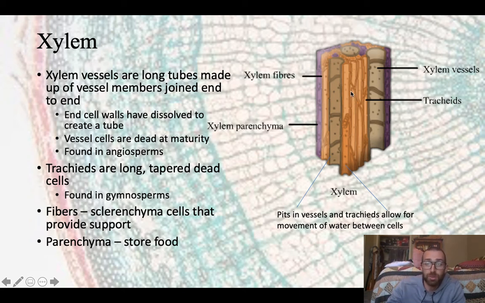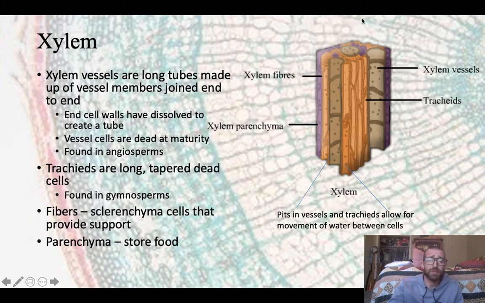There are also tracheids present. Tracheids act very similarly to our xylem vessels, the main difference being that these cell walls don't dissolve. So the water has to travel through these cell walls instead of there being this nice open tube. Tracheids are found in our angiosperms along with the xylem vessels, but within our gymnosperms, we only find tracheids. We don't find these xylem vessels.